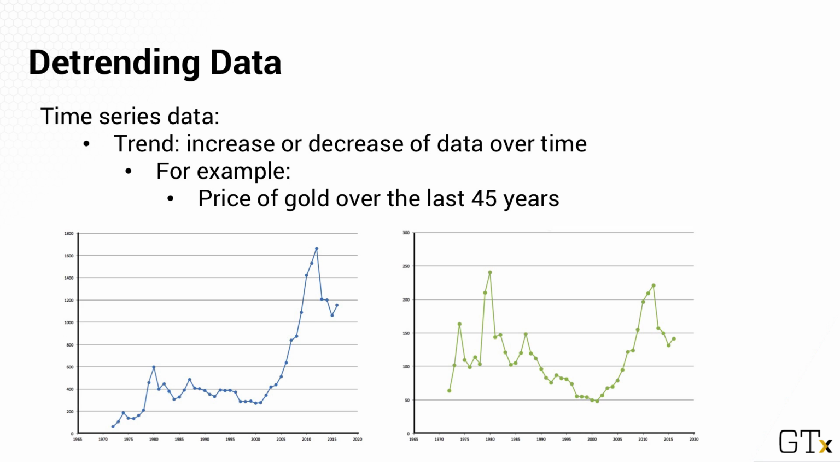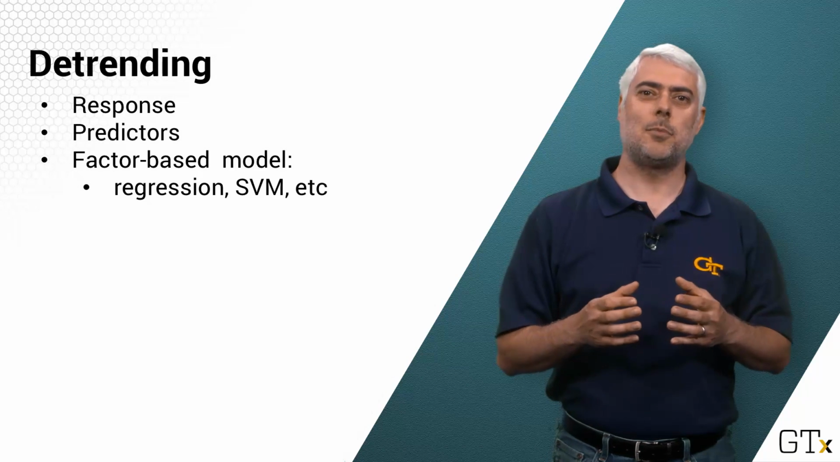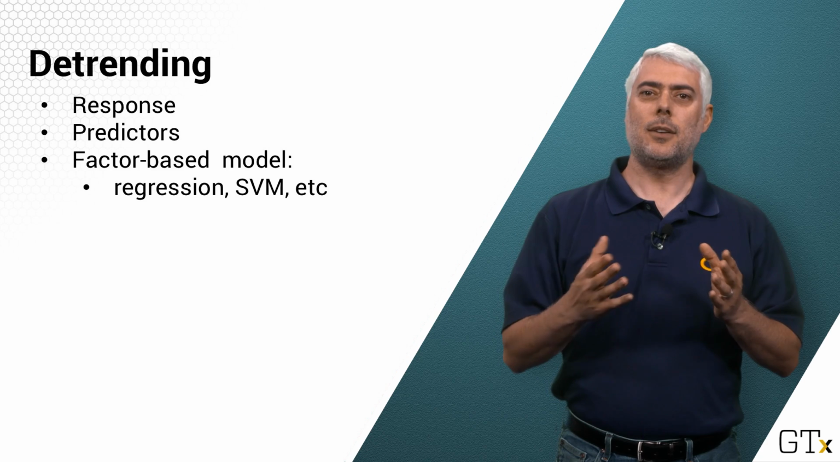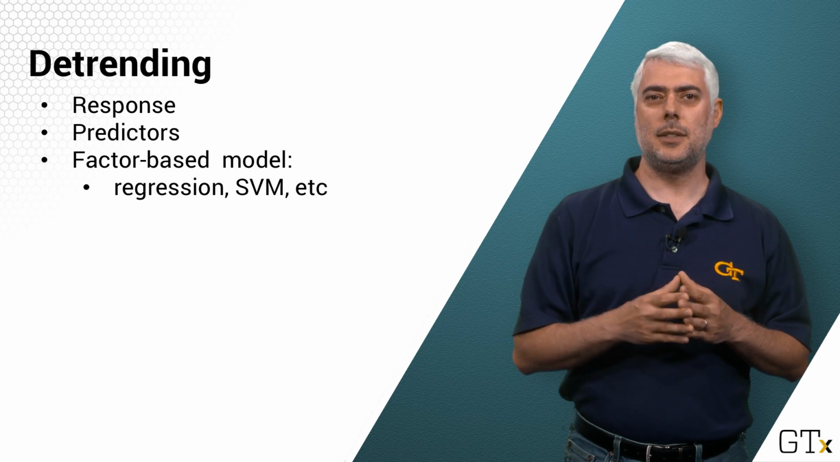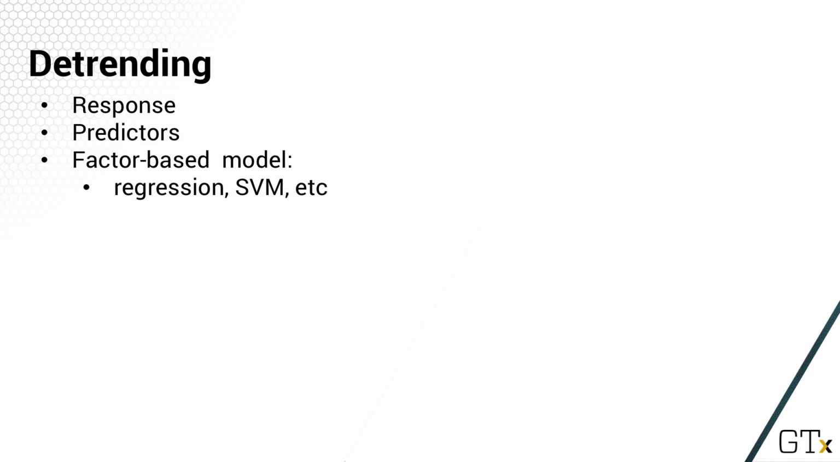For example, suppose we wanted to use a regression model to estimate the price of gold as a function of other factors. With trend in the price of gold, we could have the same factor values in 1974 and 2009, but we'd have a very different response value. On the other hand, after taking away the effect of inflation, we can see that the baseline price of gold adjusted for inflation is about the same in those 2 years. And it's not just the response that we might want to detrend, it might be that some of the predictors also should be detrended. In general, you should at least consider detrending whenever you're going to use a factor-based model like regression, support vector machines, etc. to analyze time series data.